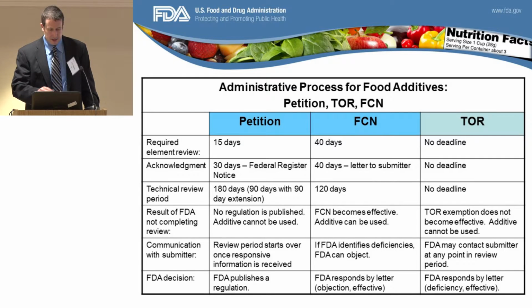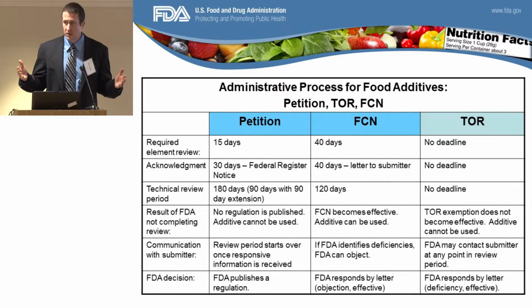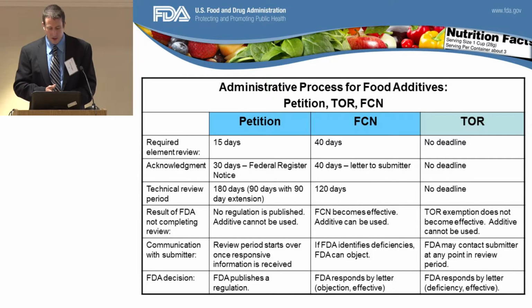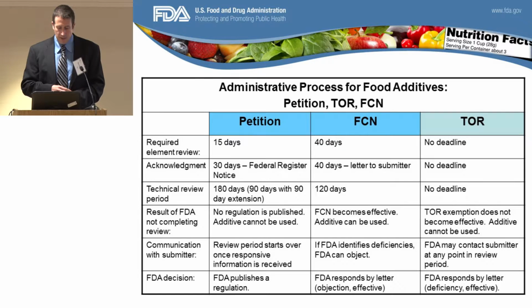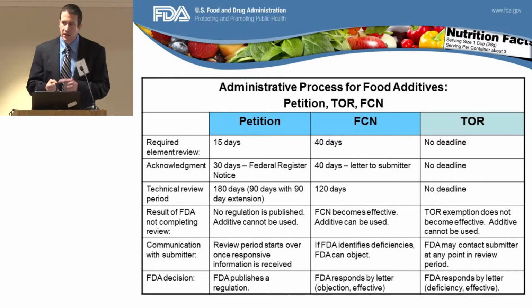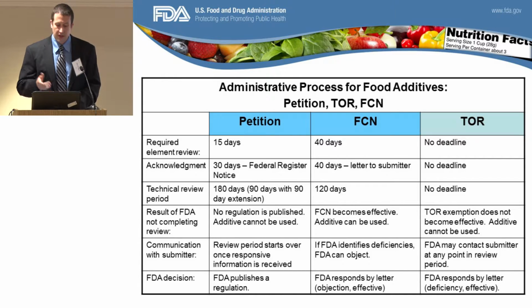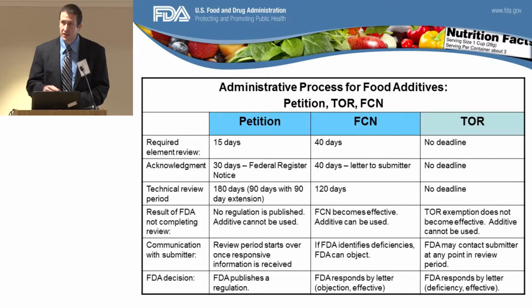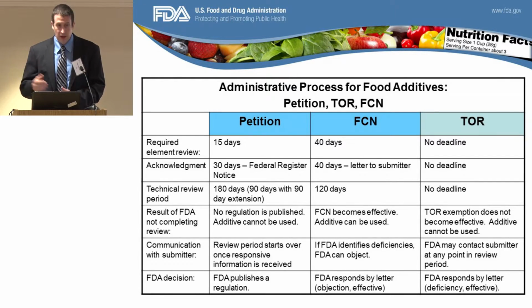Also, if we look at the timelines, one of the things that's important is FDA's mandated 120 days for food contact notifications. Petitions are mandated 180 days, whereas threshold of regulation, there is no deadline. FDA can get done with that review as quickly or as long as it takes us, depending upon the information and the resources available to us. And that becomes important when you look at the result of FDA not completing the review. For an FCN, if FDA does not complete the review within 120 days, that FCN becomes effective unless FDA objects. So that's kind of a hammer on FDA that we have to get our review done in 120 days, because if we don't, that FCN becomes effective.